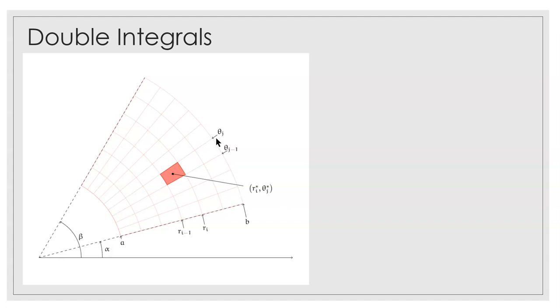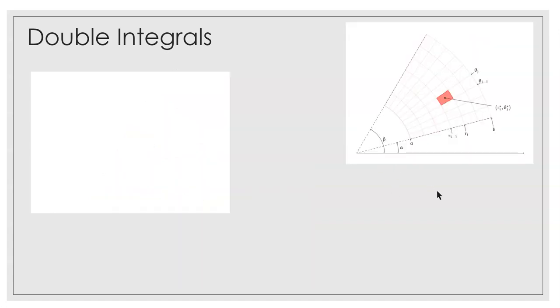So this will represent my theta j. This represents theta j minus 1. My r i minus 1, r i. So this is my generic box I'm going to integrate over. Imagine we're going to make these boxes smaller and smaller. So when I integrate, my r i star is the average between r i and r i minus 1, and the theta j star is also an average.